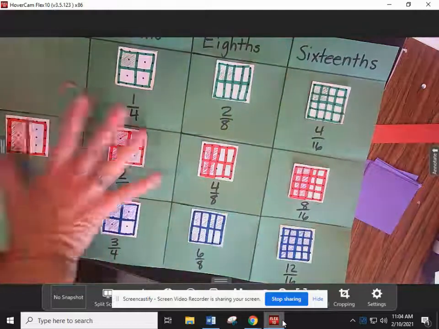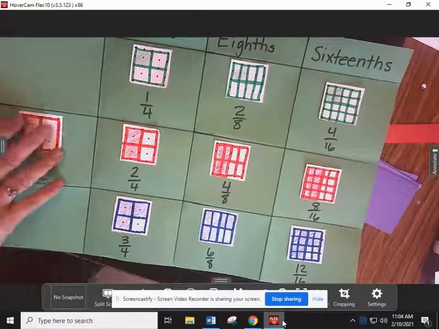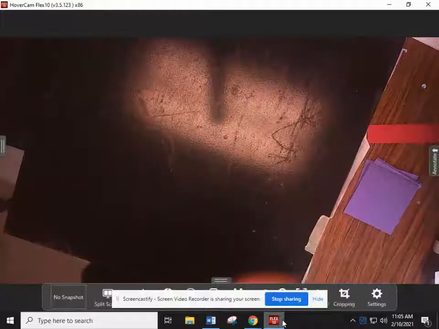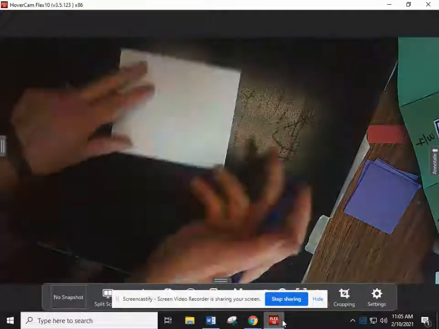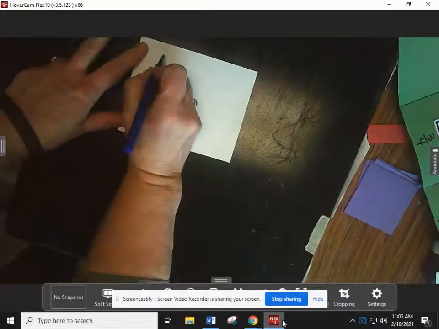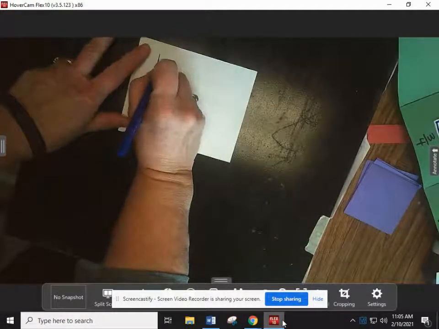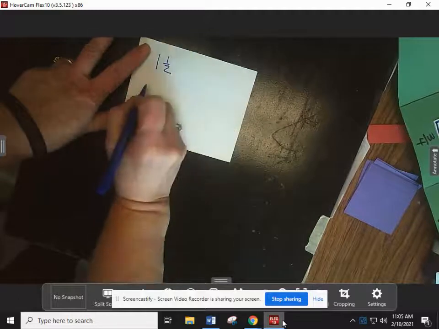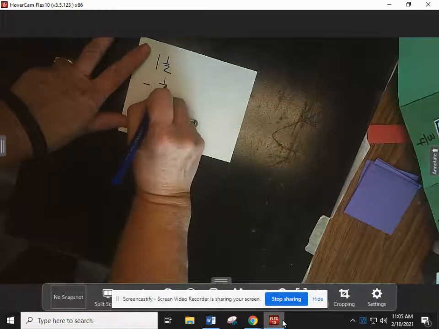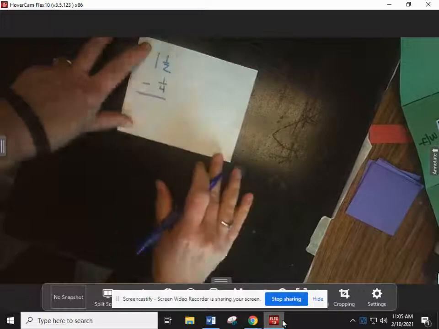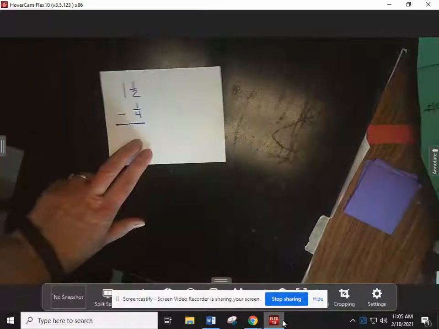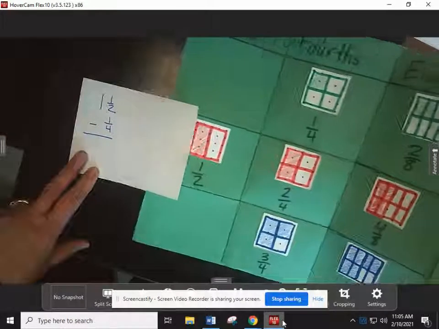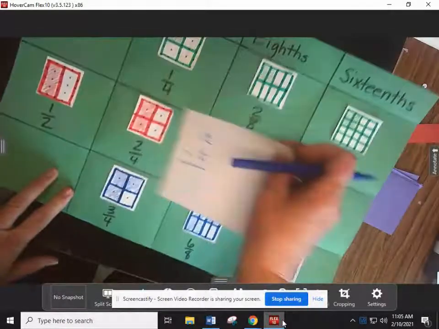Okay, so I'm going to try something else. Let's see if we can do this first before we do some changing around. So you may see something like this written down: 1 and 1/2 minus 1/4. Could you use this to figure it out? Okay, so here's our subtraction problem. How could we do this?